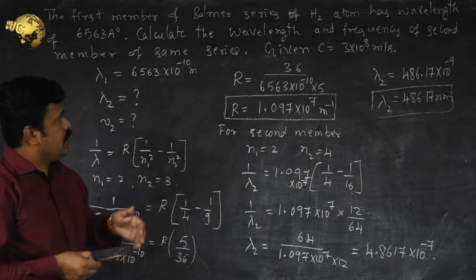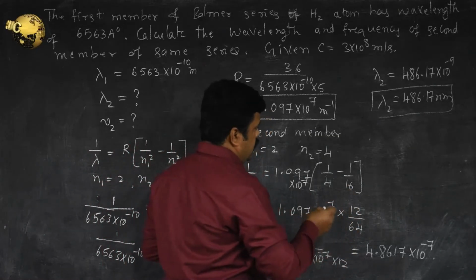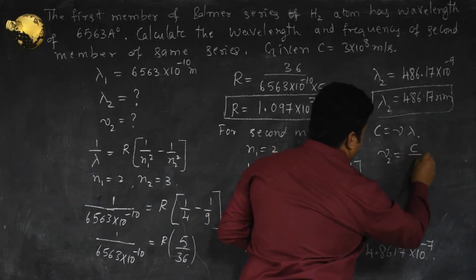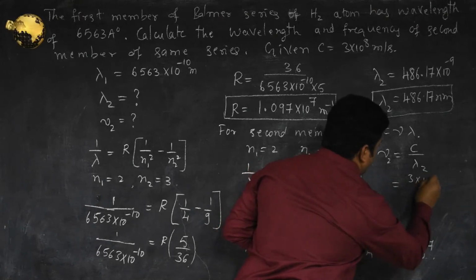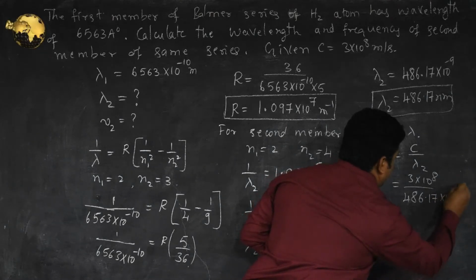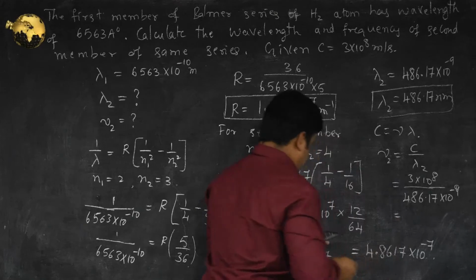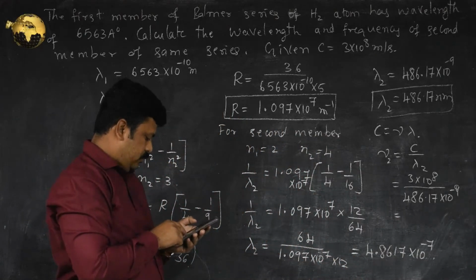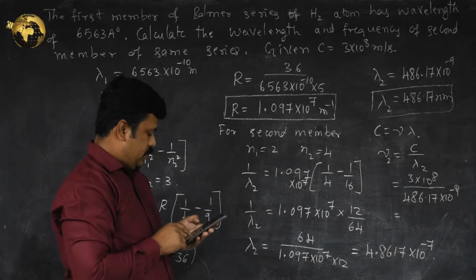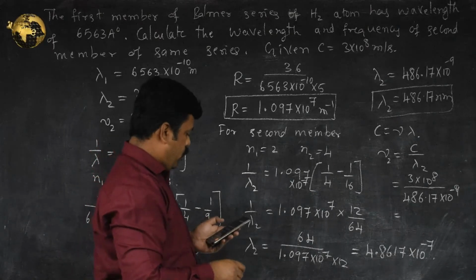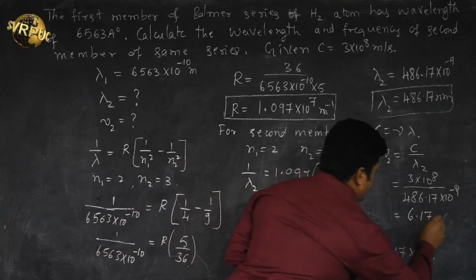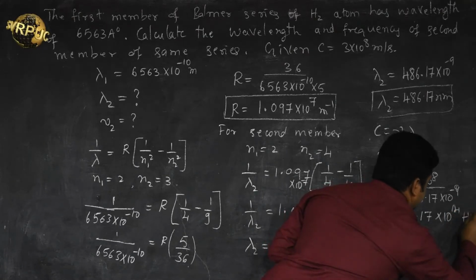calculate the frequency. How they are related is c equal to mu lambda. So mu 2 will be equal to c divided by lambda 2. So that is 3 into 10 to the power 8 divided by 486.17 into 10 to the power minus 9. So what we get on solving this? We get 6.17 into 10 to the power 14 hertz.